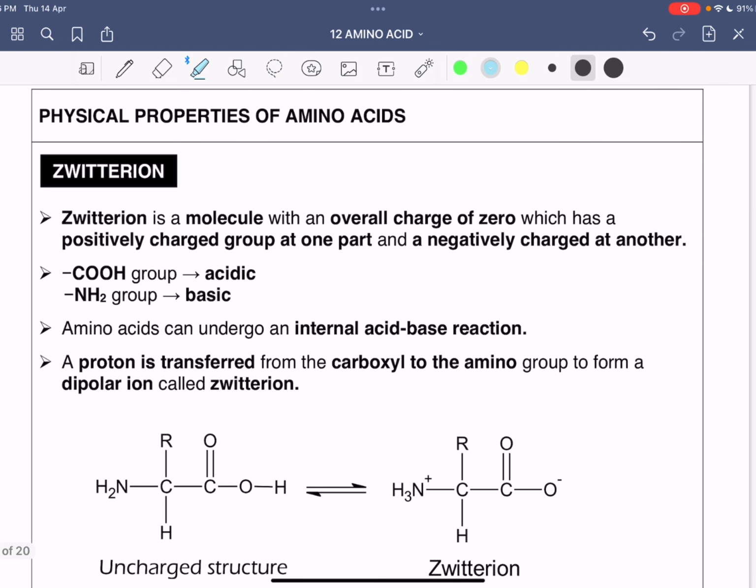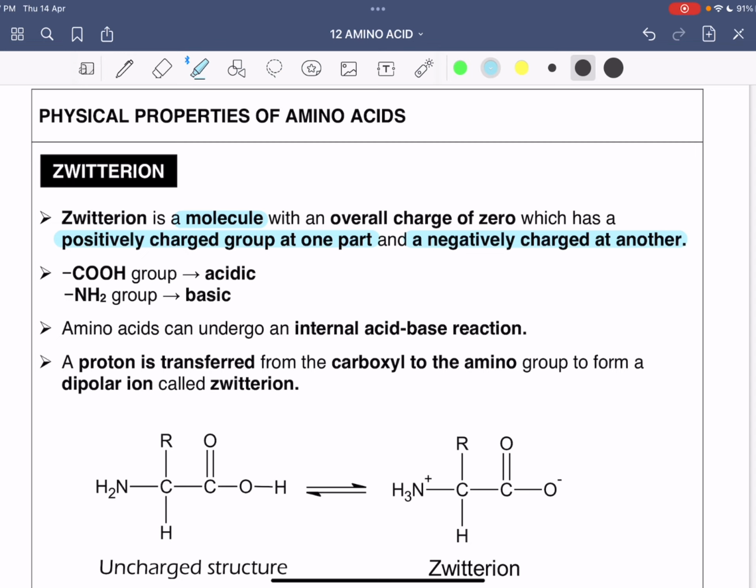I bet this is the first time you have heard about zwitterion, because I know in secondary school you never learn about amino acid. And basically, what is zwitterion? It is a molecule that has a positively charged group at one part, and also a negative charge at the other side. What is meant by this? Usually you will see that a compound can be either positive or negative. But in the structure of zwitterion, both charges exist at the same time.